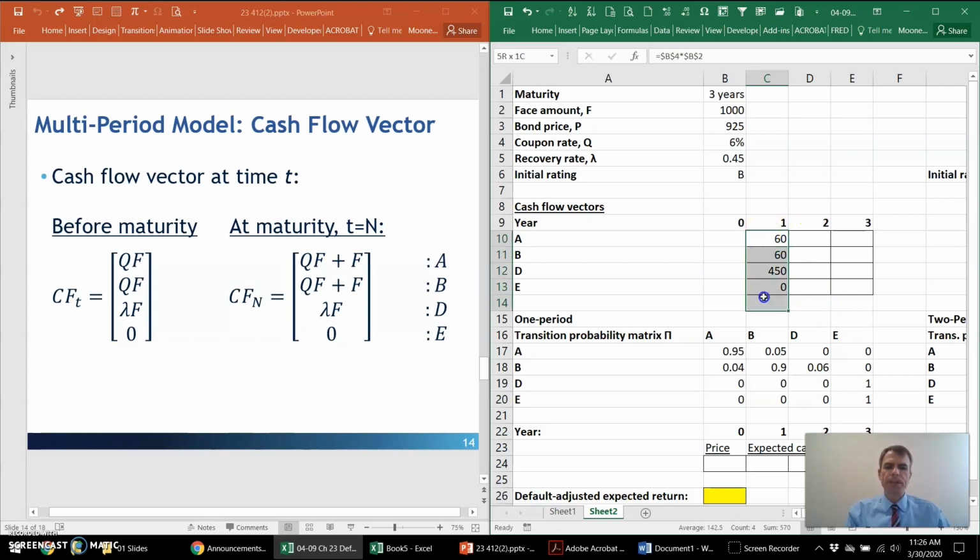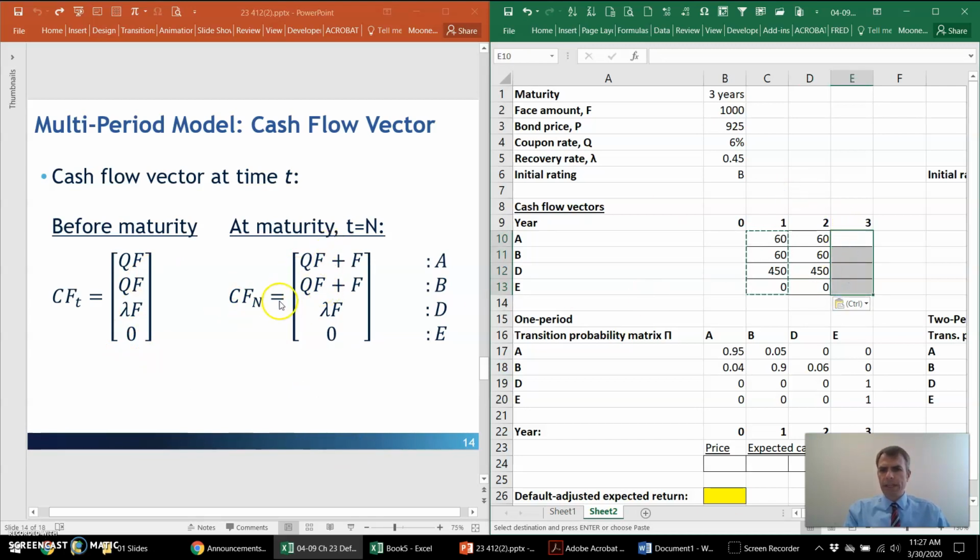Okay. So here's the cash flow vector at time 1. The cash flow vector at time 2 would look very similar because if the bond's not defaulted in year 2, for a rating of A and B, bondholders would receive another coupon payment. And then if a bond defaults in year 2, we assume bondholders get paid the recovery amount, lambda times the face amount. And then if a bond is rated E in year 2, that means it defaulted in year 1. So if a bond is rated E in year 2, it's already defaulted previously and we receive no cash flow in that event. So those are the 2 cash flow vectors before the bond matures.